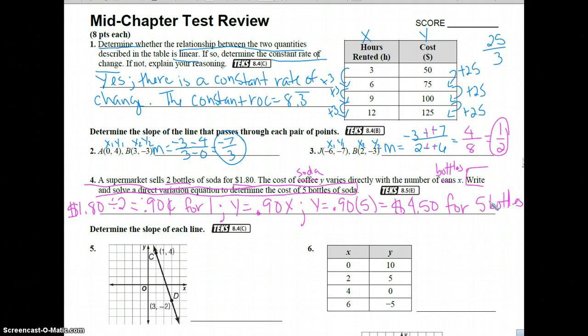Any questions? All right, 5 and 6. They're asking us to determine the slope of each line. We're going to use 2 different methods here. We're going to use one for one and one for the other. We're going to have to look at them to figure out which one we want to use for each.